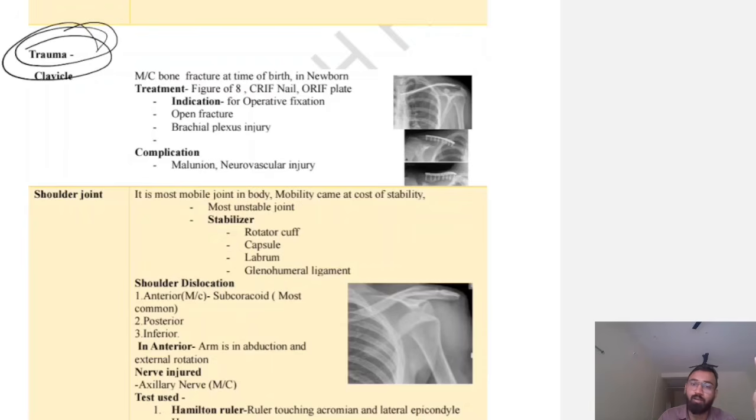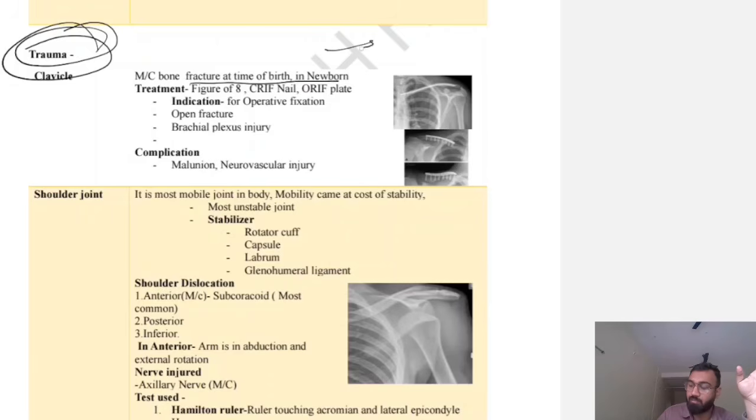I have explained to you, any bone can be fractured. So clavicle could be fractured. The clavicle is the most common bone fracture at the time of birth in newborn. So how will you manage? We will not manage each patient by just doing operation, we have to first find a way: can we manage this patient conservatively without going for operative?